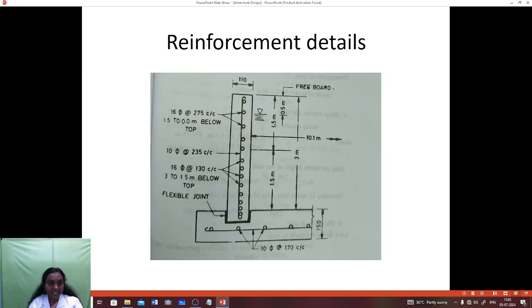Okay, this is the design summary. Easily we find the design of the water tank. It is a very easy method.